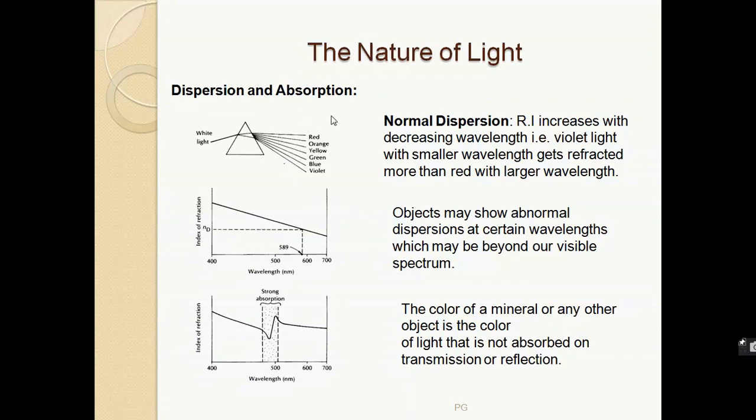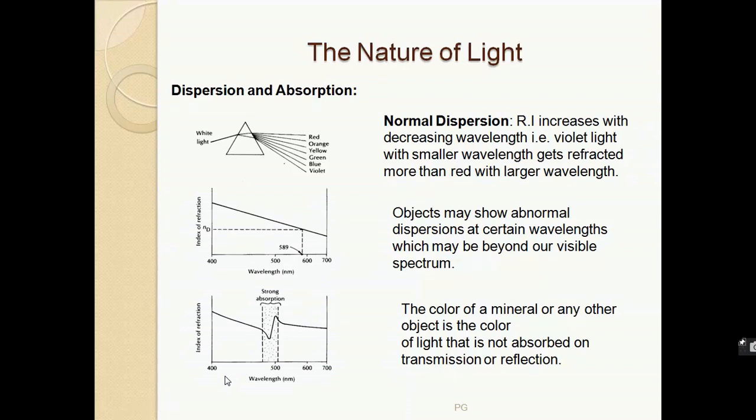Like in this case, when the wavelength is 700 nanometers, the index of refraction is very low, and as we go towards the shorter wavelength, the index of refraction increases. So this is called normal dispersion. In some cases we may see some anomalies, which are called abnormal dispersion.